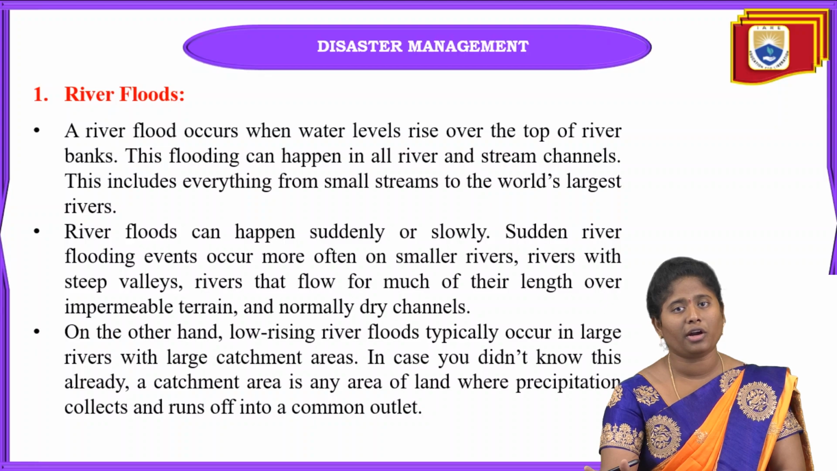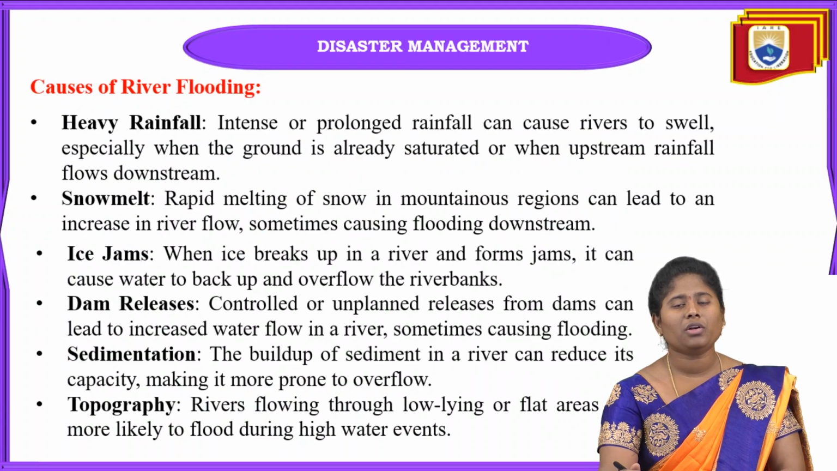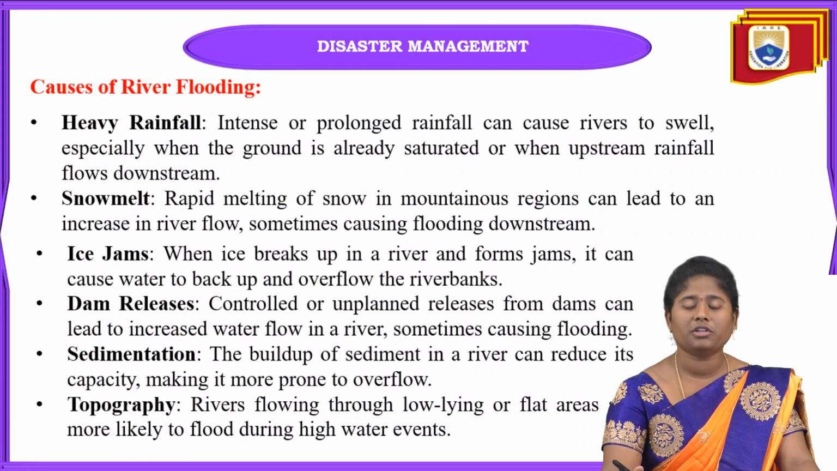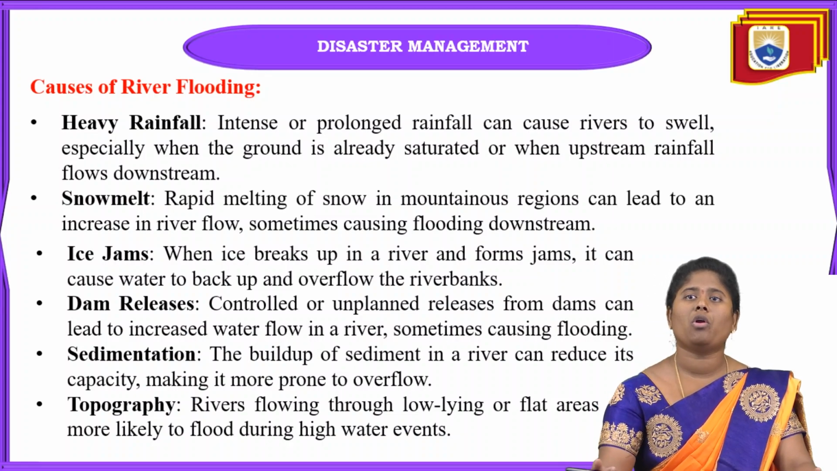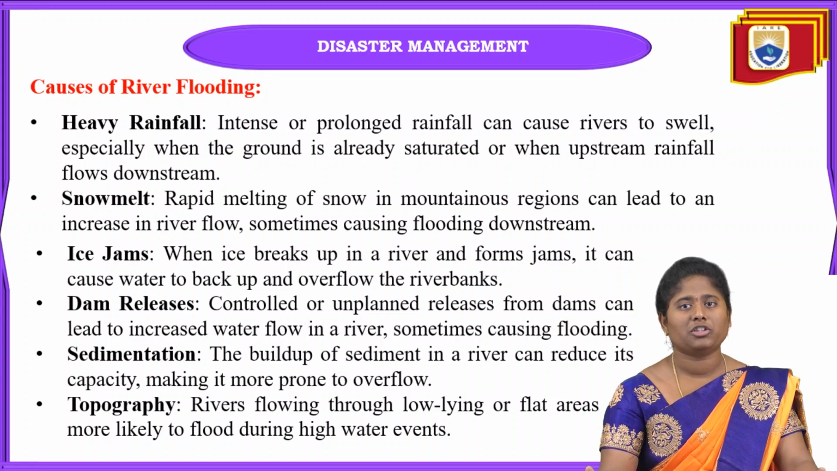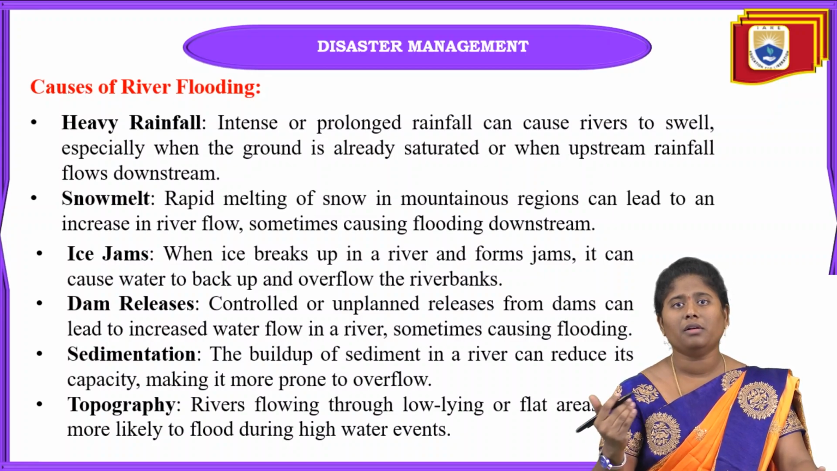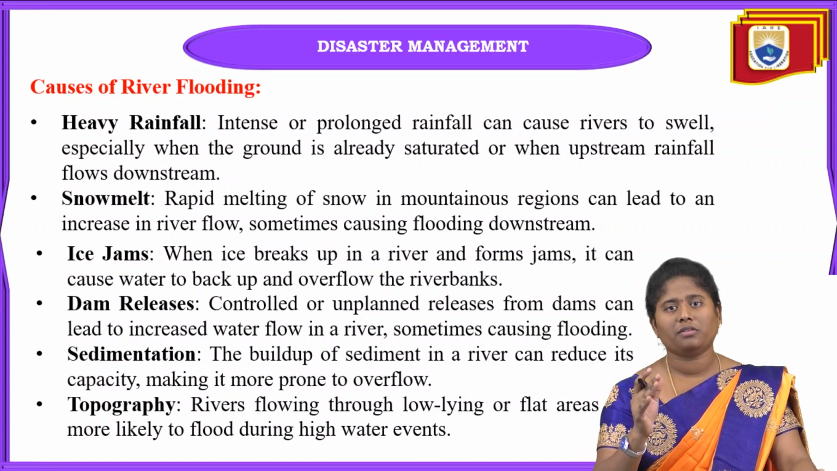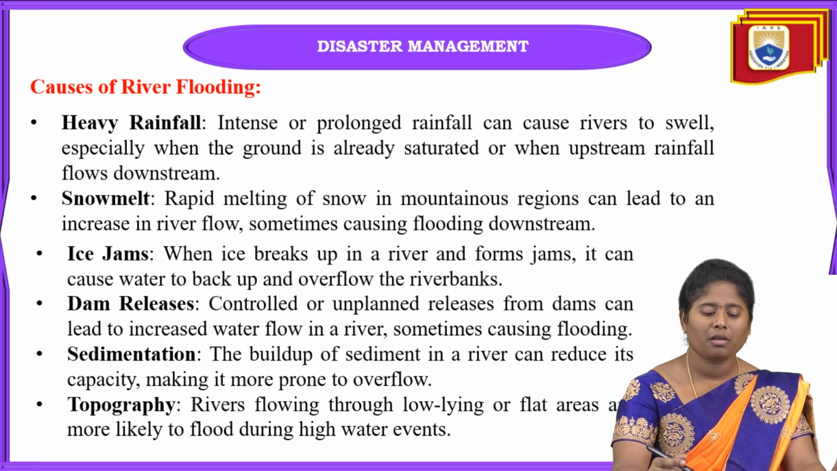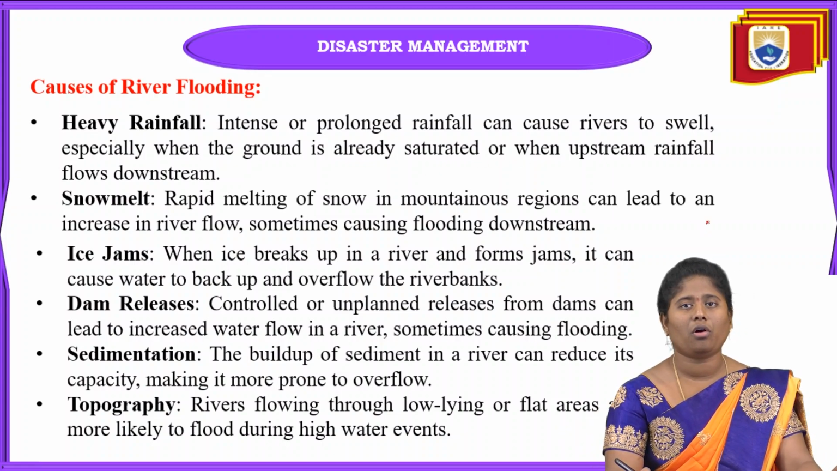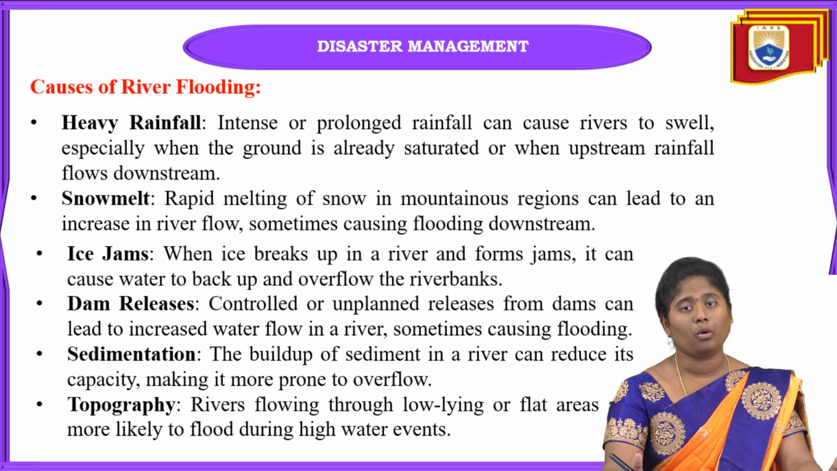And what causes this river flooding? The first one is heavy rainfall. Due to heavy rainfall or prolonged rainfall, there can be much more of these reasons that cause river flooding. Why? Because these rivers will swell. After swelling, this river water will run off to the downward areas, when the ground is already saturated, or when the upstream rainfall flows down to the downstream.